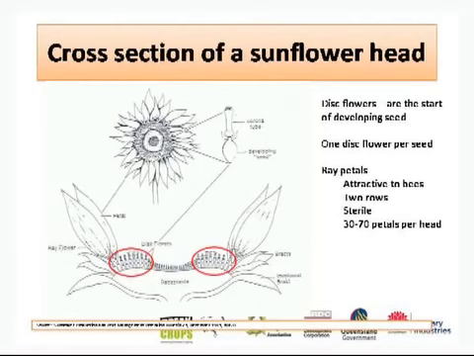The more important flowers are these disc florets, which form across the head here. Each one of those individual flowers has the potential to produce a seed. So obviously we want to try and increase the number of those that we end up with at the end of the season.